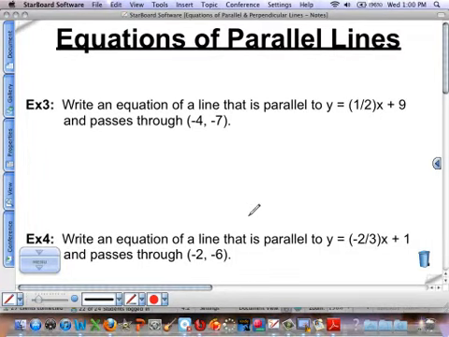So again, we're writing the equation that is parallel to the given equation. We have to pass through (-4, -7).